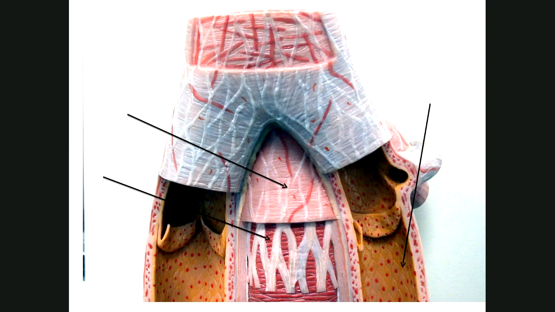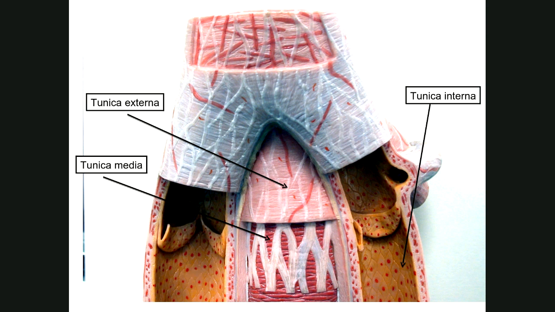Well, let's look at these layers a little more closely. So we're going to blow up our model. And look what they've done with this model. They've peeled away layers. And so to see the middle layer, we have to peel away the outer layer. So there's our tunica externa. There's the tunica media, and then we have to peel it away again to see the interna. So there's our 3 layers.